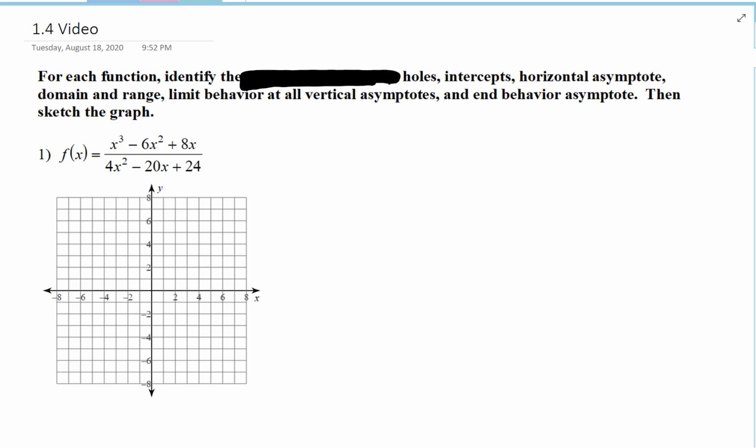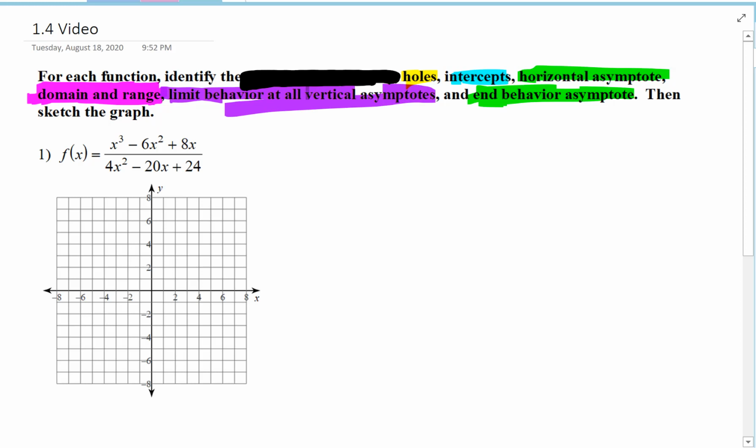Continuity is great to review with rational functions. So let's take a look at these rational functions. For each function, we're going to identify the holes, the intercepts, the horizontal asymptote, which is also known as your end behavior asymptote, domain and range, and limit behavior at all vertical asymptotes. So we'll need to write that as a limit, and then we will also sketch our graph.